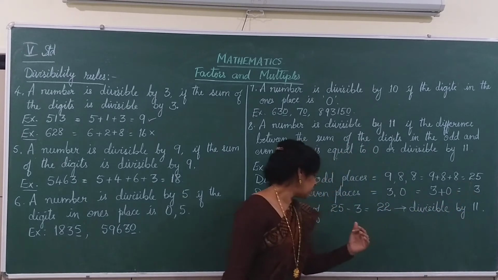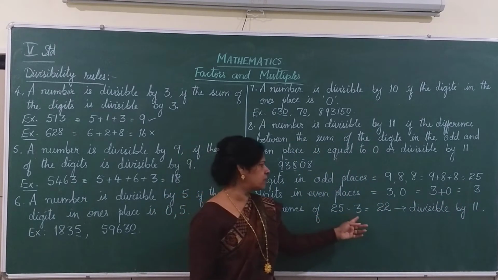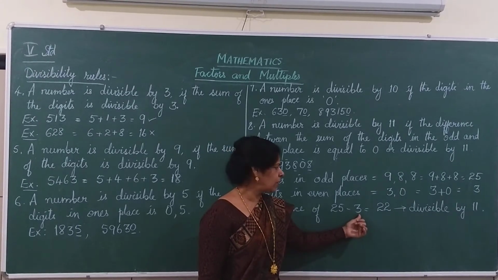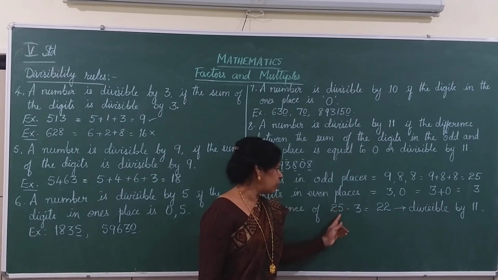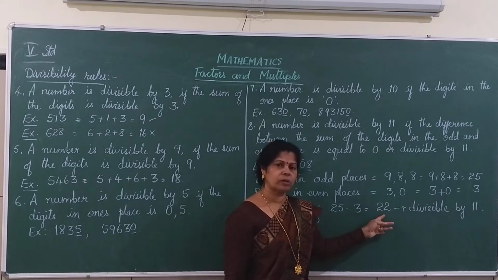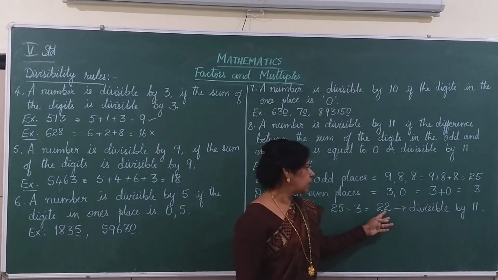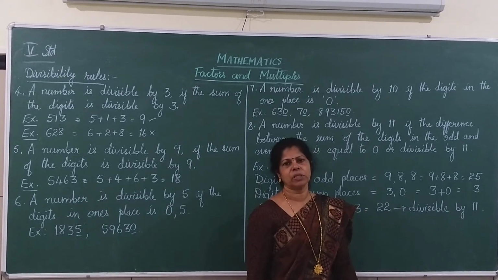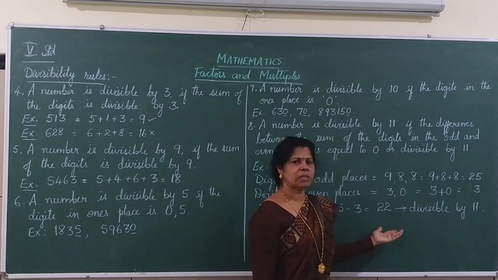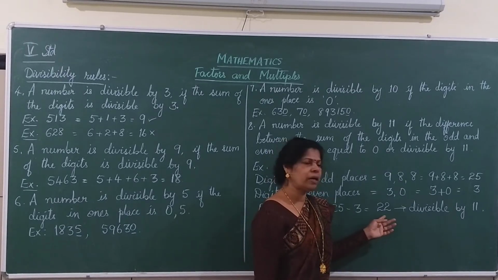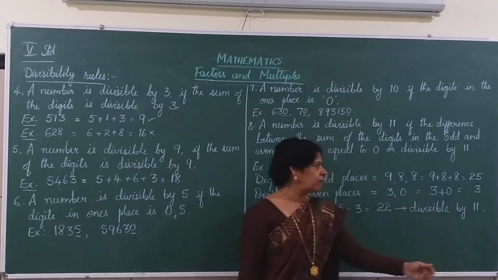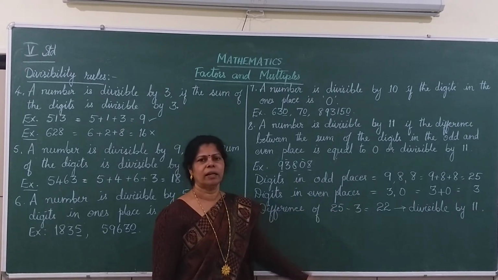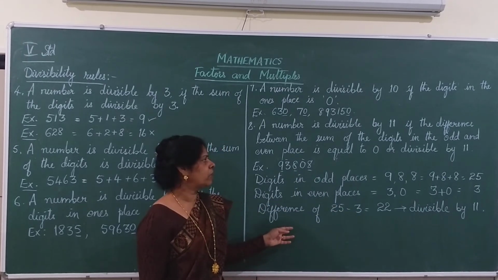So what happens? You see here, the difference of 25 minus 3. 25 from where? The digits which are in odd places. This is the sum of the numbers which were in even places. So when you minus it, 25 minus 3 is 22. This 22 is divisible by 11. How can you say? 11 twos are 22. Now this is divisible by 11, so the whole number 93,808 is divisible by 11.